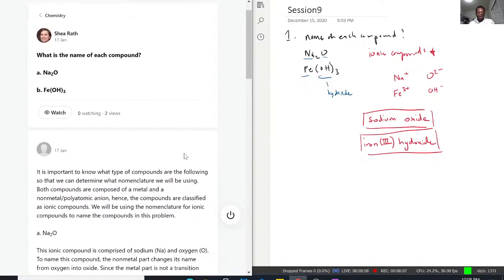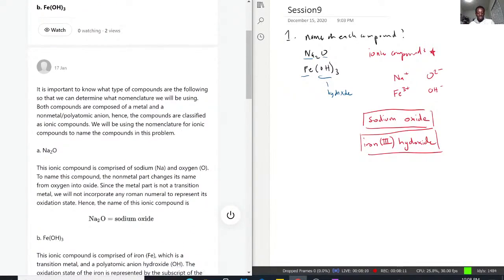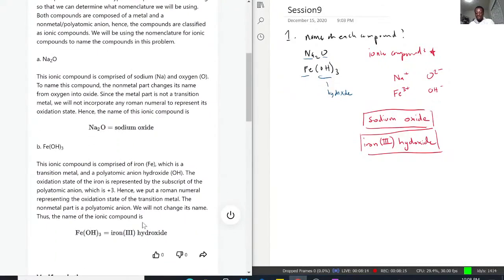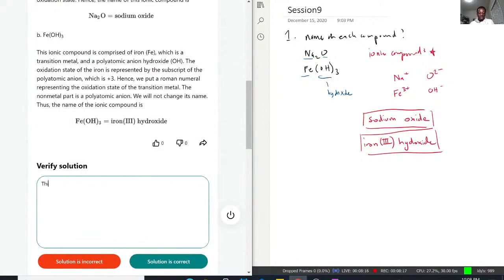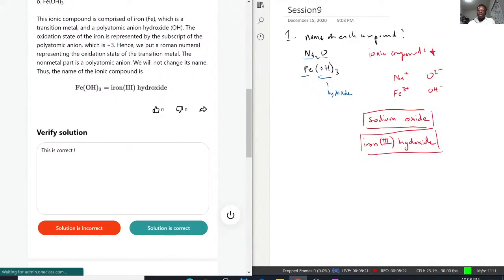So let's see how our colleague did it. Second, they have sodium oxide, perfect, and FeOH3, we have to specify iron 3 hydroxide. So that being said, this is correct. And we move on now to the next question here.